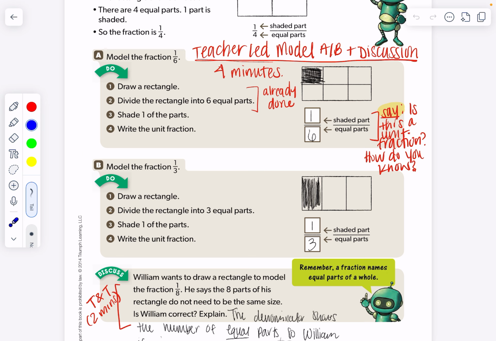For letter A, it says model the fraction 1/6. Ask students, is this a unit fraction? Yes. How do you know? It is a unit fraction because it has a numerator of 1. Okay, so modeling 1/6. It says draw the rectangle. The rectangle has already been drawn and divided into 6 equal parts. Because we know that we are modeling 1/6, then only one of these 6 need to be shaded.